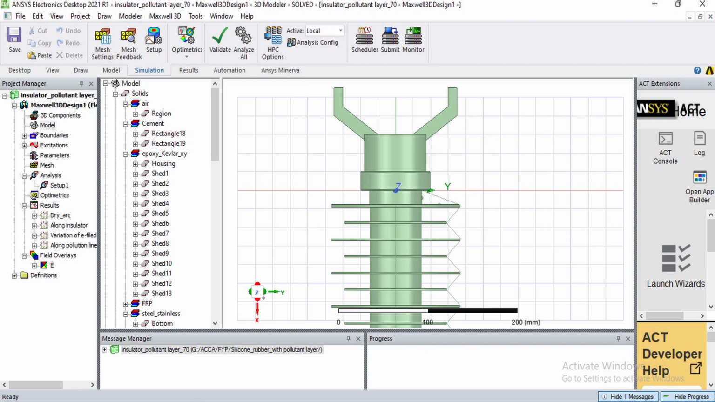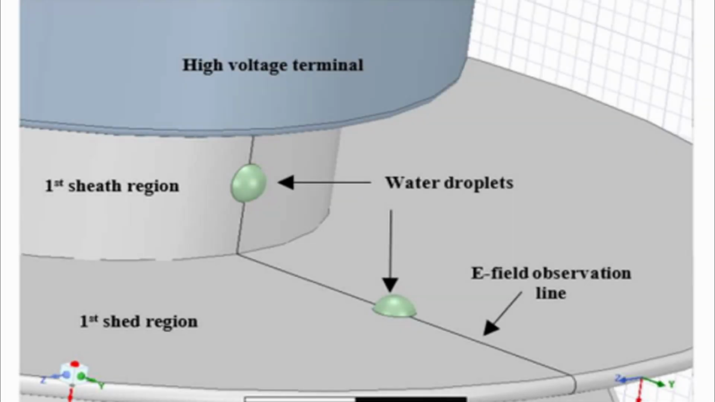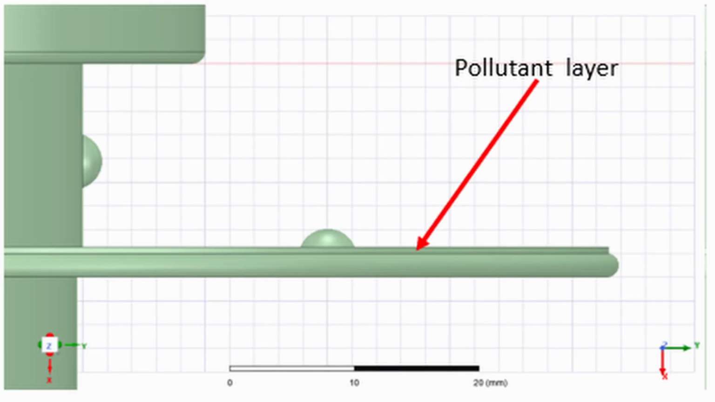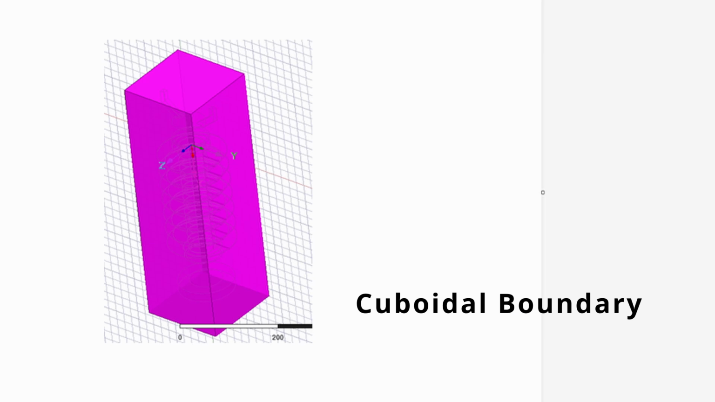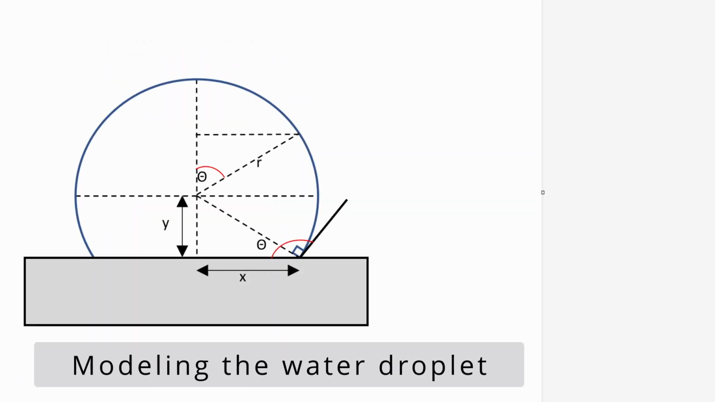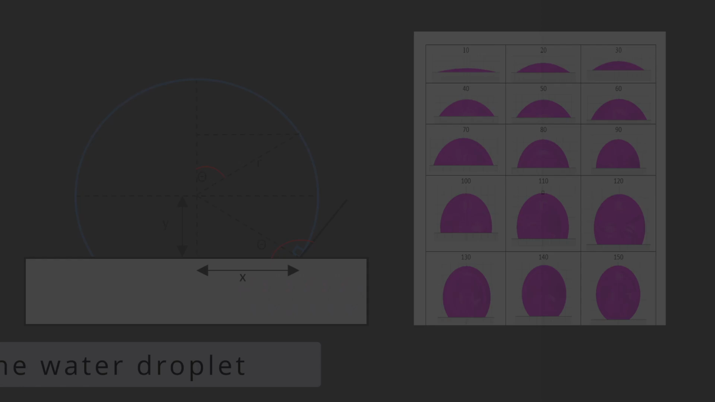The conclusion is to be taken based on simulation results obtained using the finite element method in ANSYS-Maxwell under defined specifications. The differential techniques that comprise the finite element approach are used in this software computation method. The insulator model is contained in a cuboidal region where the boundary material is air. The electric field lines are parallel to the faces of the boundary. Modeling the water droplets is done by varying the contact angles ranging from 10 degrees to 170 degrees in steps of 10 degrees. Water droplet volume is kept constant for all the contact angles.